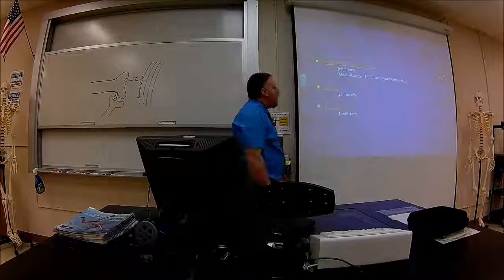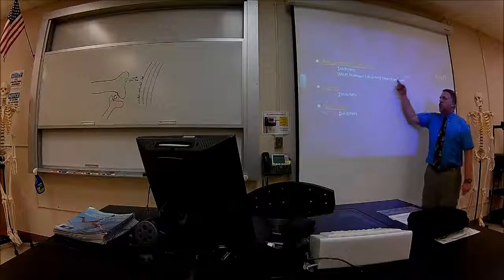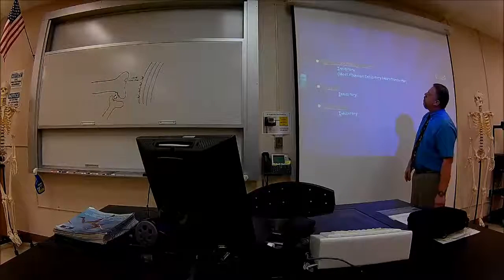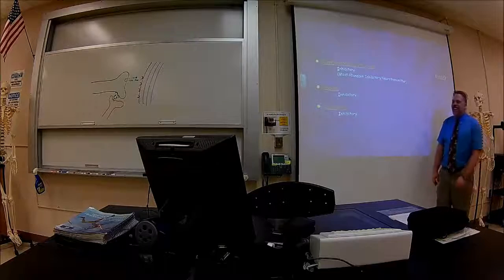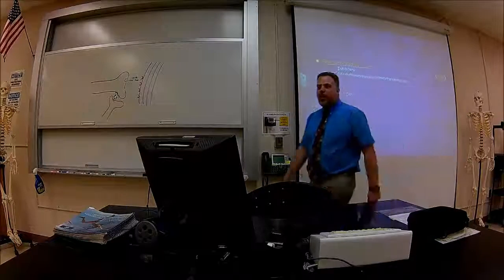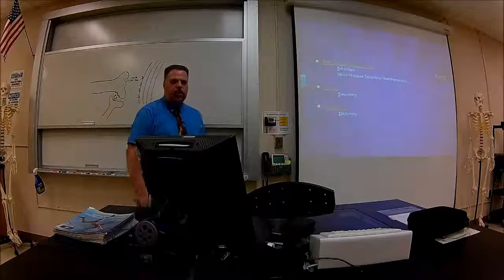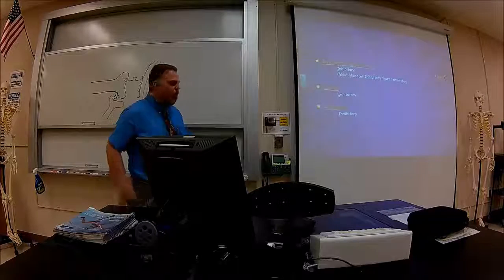And these are the three that are inhibitory. GABA is the big one you should know. It stands for gamma aminobutyric acid. But this is the most abundant inhibitory neurotransmitter we have in our body.